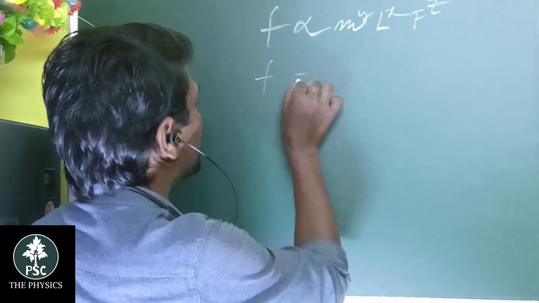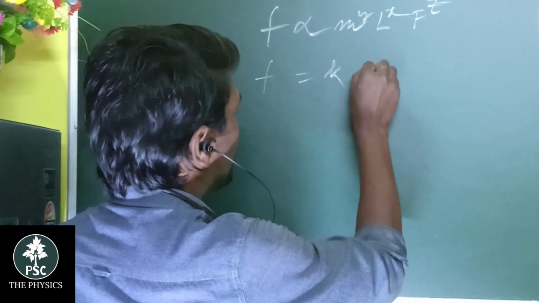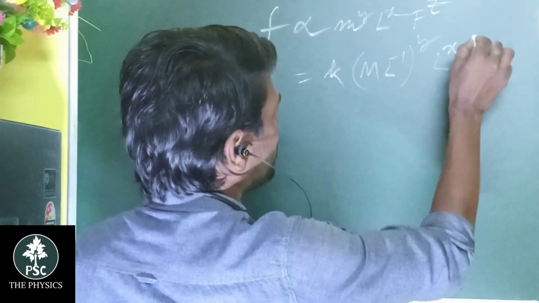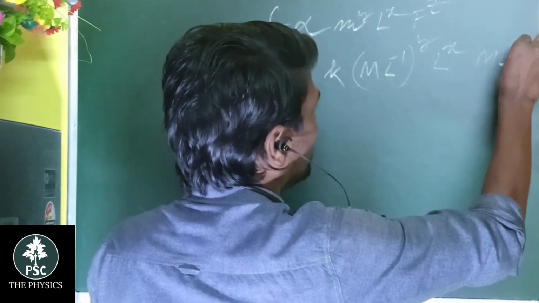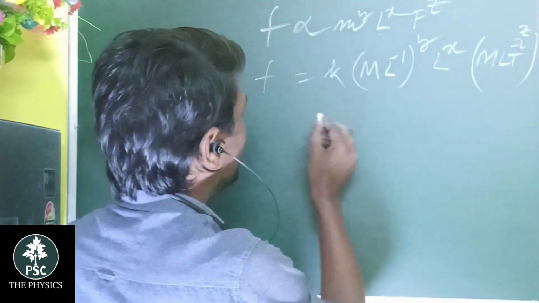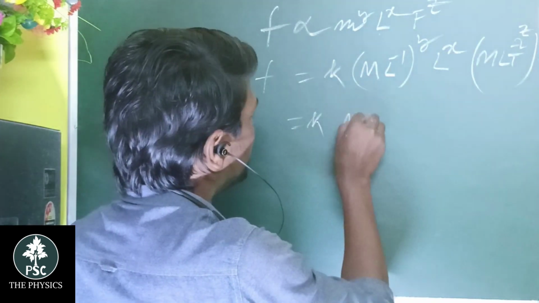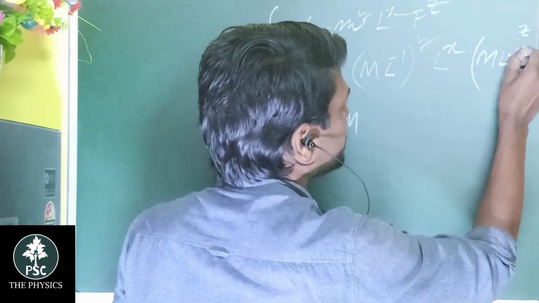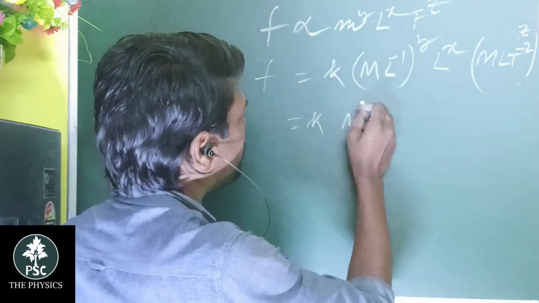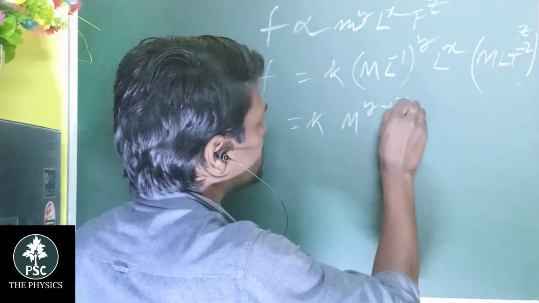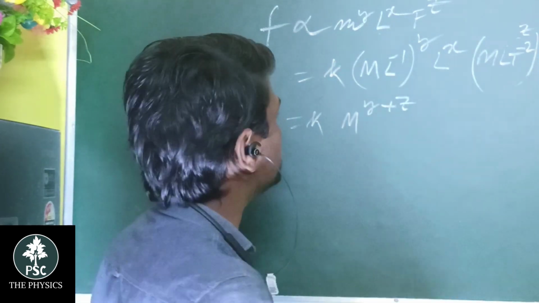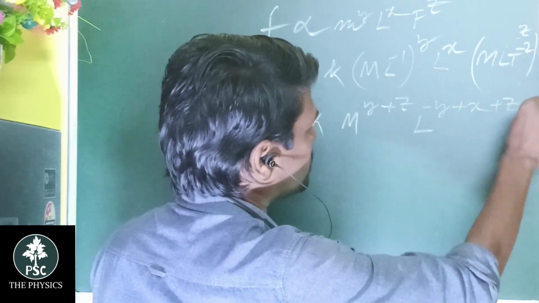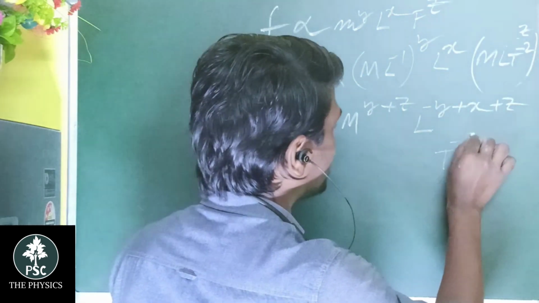So F is proportional or equal to a proportionality constant, and mass by length, ML^-1 whole to the power of y, and length to the power of x, and force MLT^-2 whole to the power of z. So it is kappa, M to the power of y, and M to the power of z, so this is y plus z. You know the rule of the exponents. So M, L to the power of minus y plus x plus z, and T to the power of minus 2z.